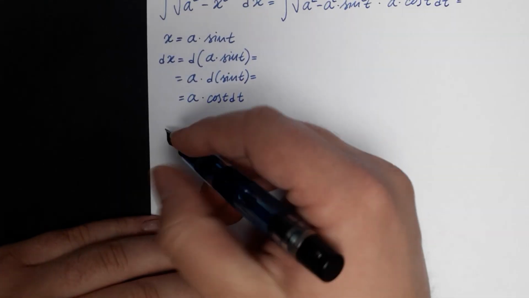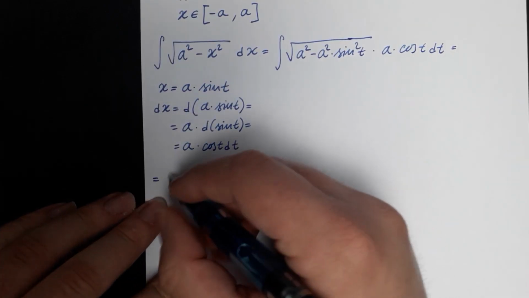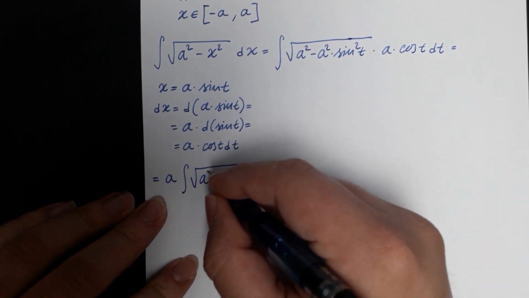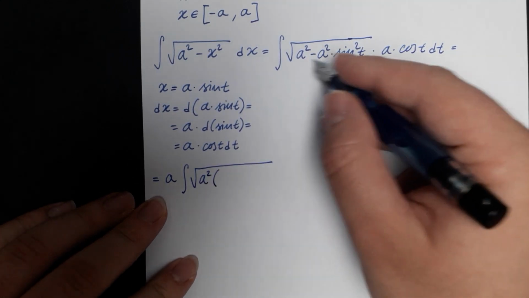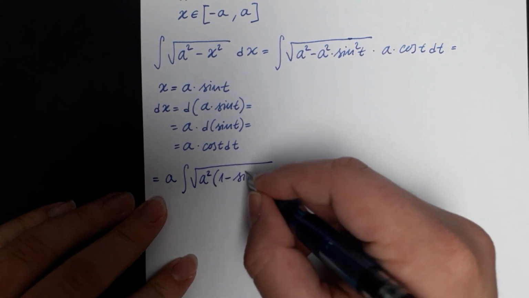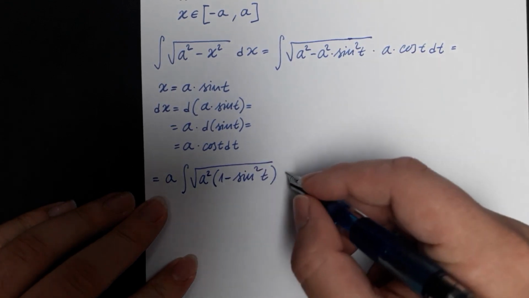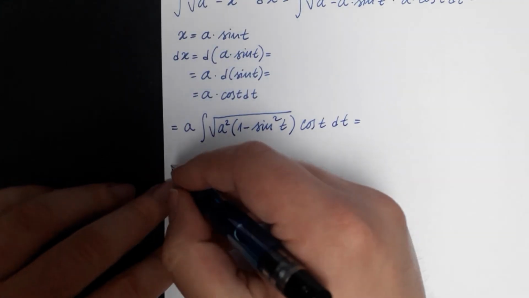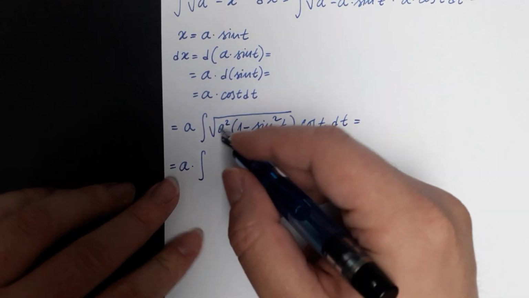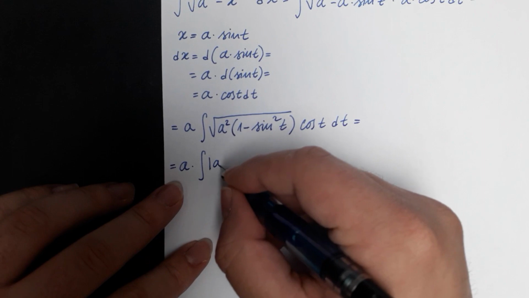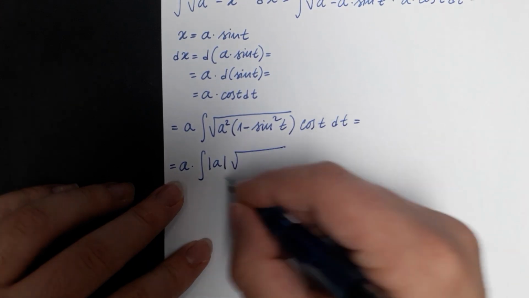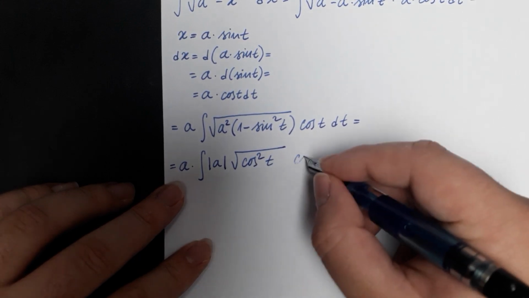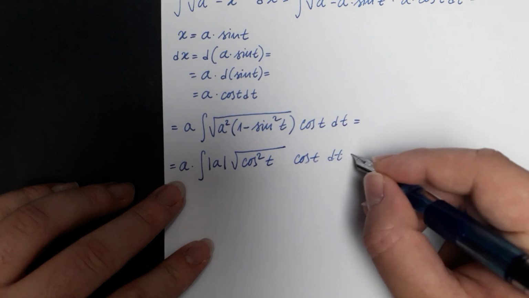This is then equal to a, which is a constant, so it can go in front of the integral. And then we have a square root function. A squared is common in both of these terms, so we are left with 1 minus sine squared of t, cosine of t dt. This is equal to a times an integral. Square root of a squared is absolute value of a times the square root. 1 minus sine squared of t is cosine squared of t times cosine of t dt.